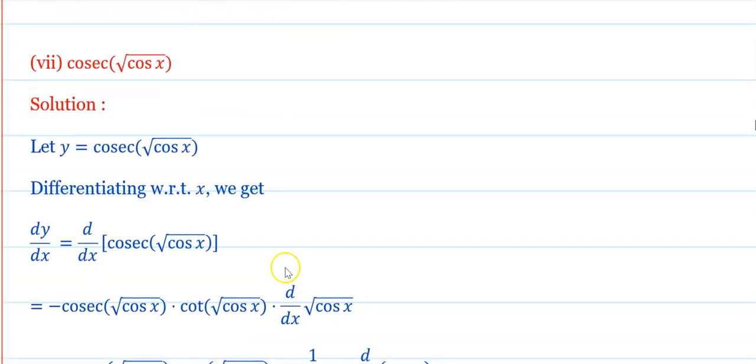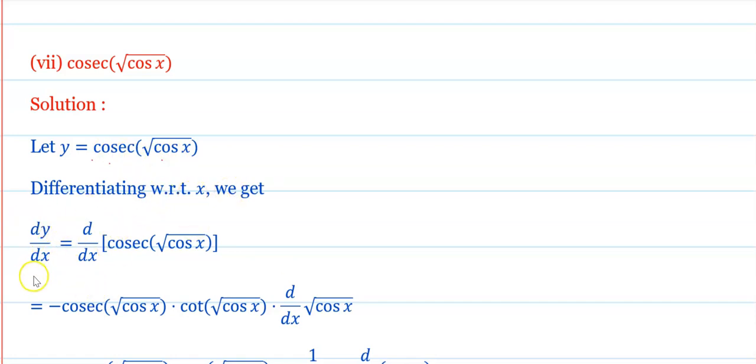Now the next question. y is equals to cosec in root of cos x. आता मेन फंक्शन काय तर cosec आहे. Now what is the derivative of cosec x? The derivative of cosec x is minus cosec x into cot x. Okay, पण नुसतं इथे cosec x आहे तर cos x नाहीये. We want to find out the derivative of root of cos x.